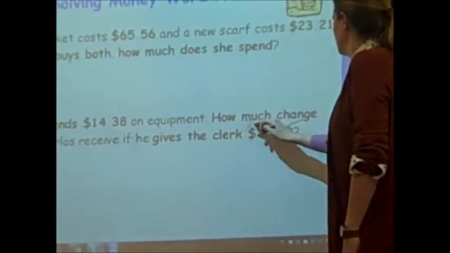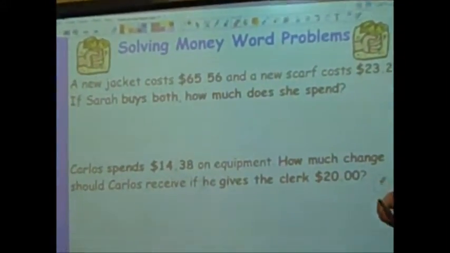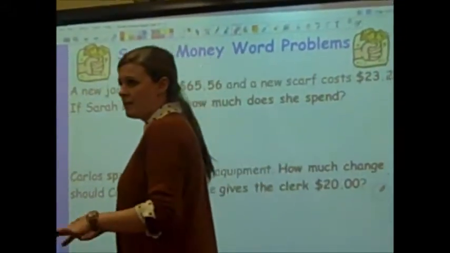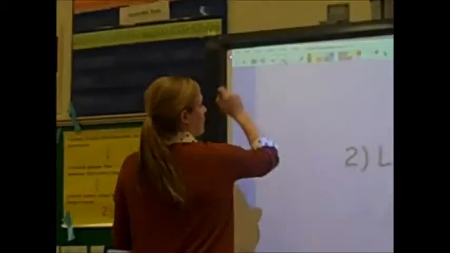So for time's sake, we're gonna move on past this, because it's really just adding and subtracting money. It really hasn't changed. Is that okay with everyone?